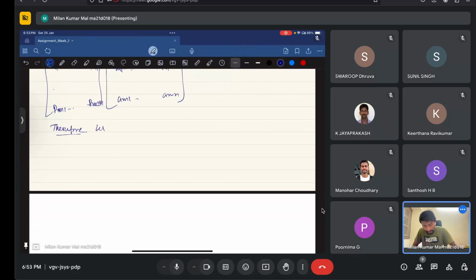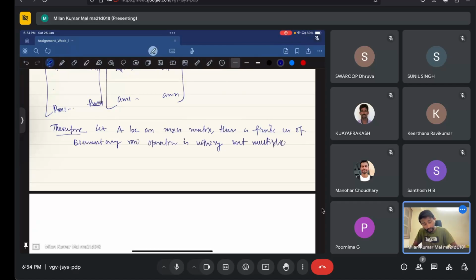Therefore, let A be an m by n matrix, then a finite number of elementary row operations is nothing but multiplying A by an invertible m by m matrix, depending on the elementary row operations.